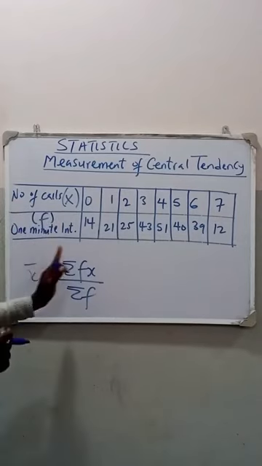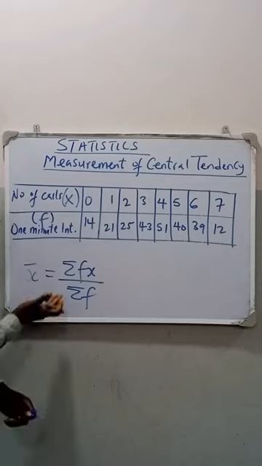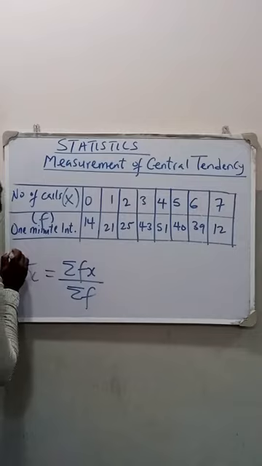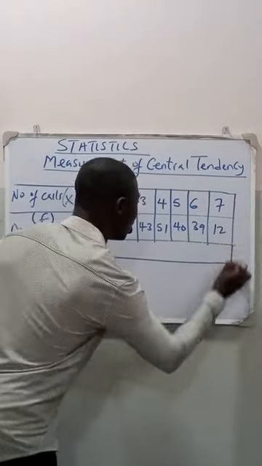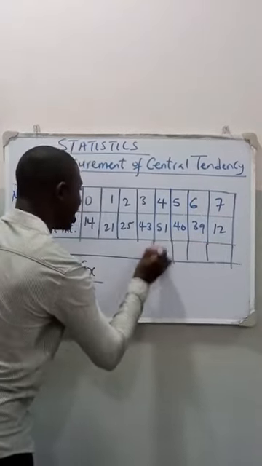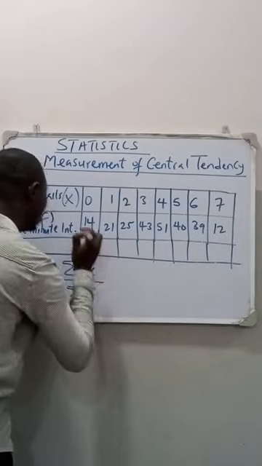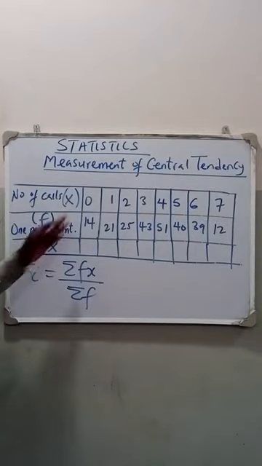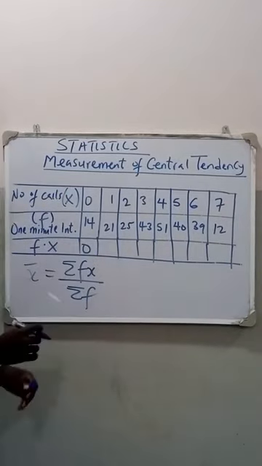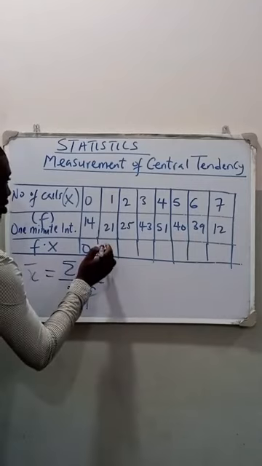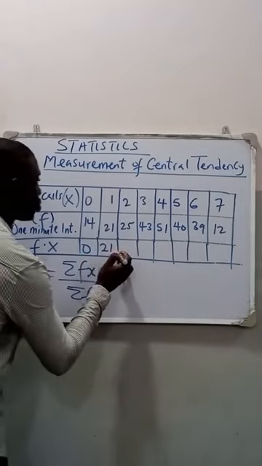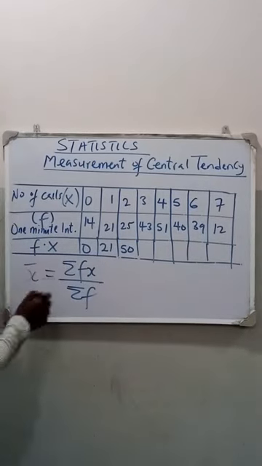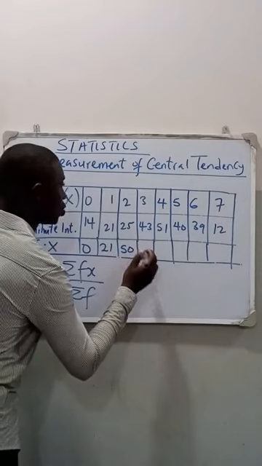That means in my table, I should include a space for f multiplying x. So I'm going to have another table that will contain the product of f and x. 0 times 14 gives us 0. 21 times 1 is 21. 25 times 2 is 50. 43 times 3 is 129.